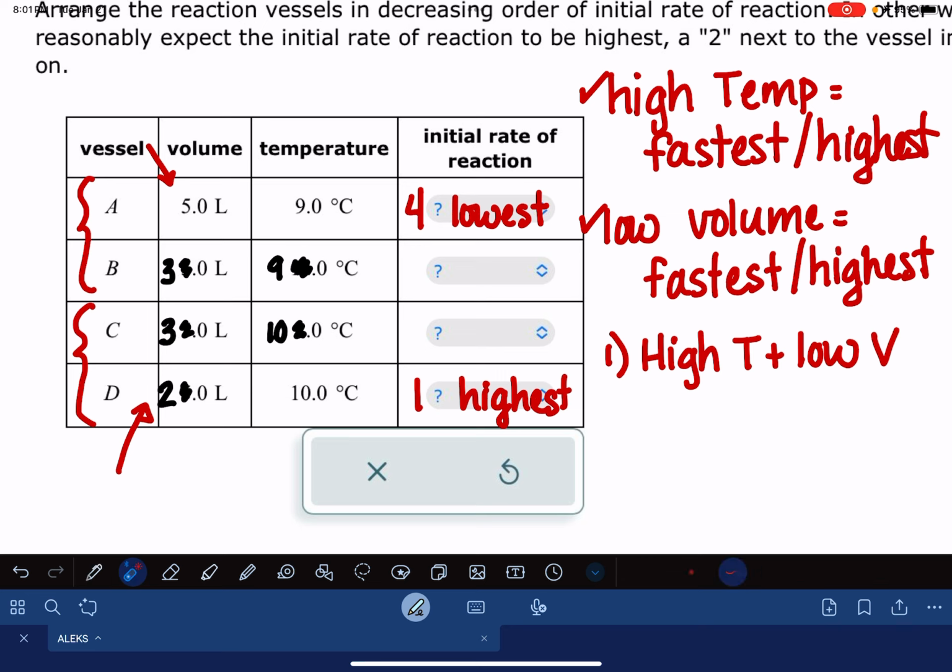Of these 2 that I have left, they have the same volume, but one is higher temperature than the other. So the higher of the 2 temperatures will be number 2, and the lower temperature will be number 3. When you have a version of the problem like this, it is a little bit trickier to solve. I think the easiest way to do it is to find the absolute highest, meaning highest temp, lowest volume, and then also find the absolute lowest, meaning lowest temp, biggest volume. And then you should be able to rank the other two because they should have one number in common like that. Good luck with this problem.